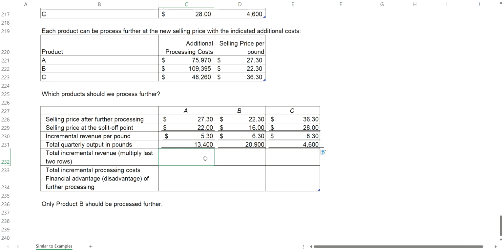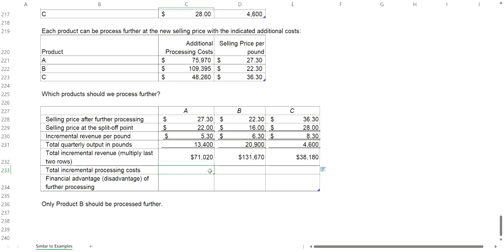Now, in order to determine the additional revenue by processing it further, I will take the incremental, the additional revenue, times the output in pounds. In other words, I'll multiply the last two numbers. So $5.30 times 13,400, okay, gives me additional revenue of $71,020. Okay, I will do the same for B and C. Now that's the additional revenue.